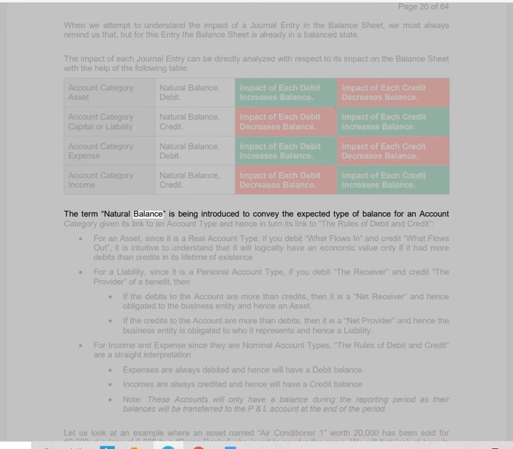The term natural balance is being introduced to convey the expected type of balance for an account category given its link to an account type, and hence in turn its link to the rules of debit and credit. For an asset, since it is a real account type, if you debit what flows in and credit what flows out, it is intuitive to understand that it will logically have an economic value only if it had more debits than credits in its lifetime of existence.